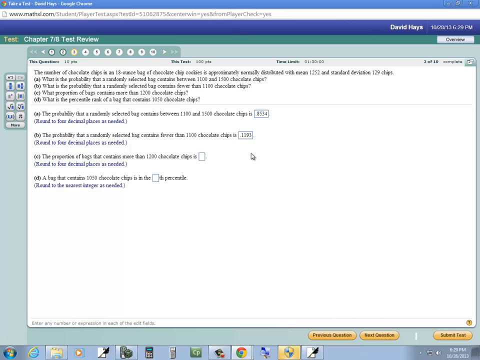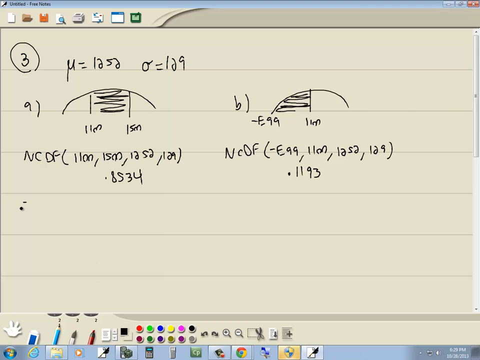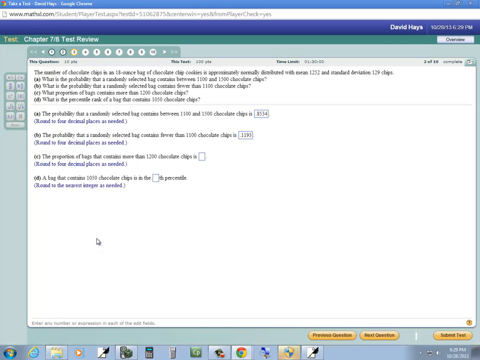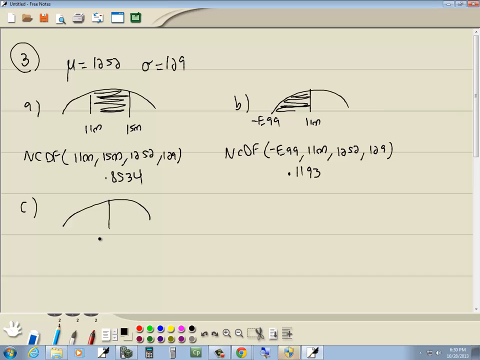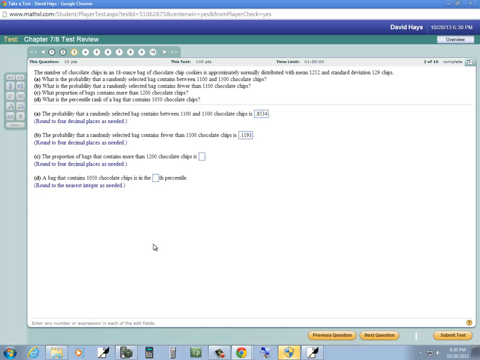Proportion of bags containing more than 1200. Proportion is another word for percentage, for probability. All those are the same. More than 1200, so I'm shading to the right. So we're going to do normal CDF, 1200, E99, our mean, which is 1252, and our standard deviation, which is still 129. And we're still talking about the proportion of bags that contain more than 1200.